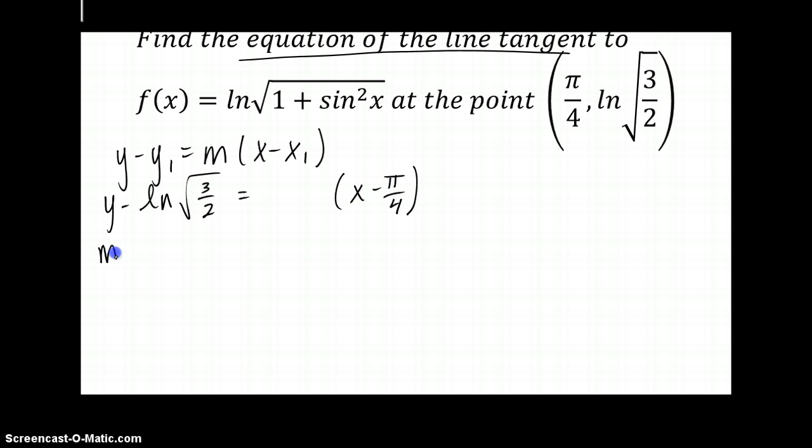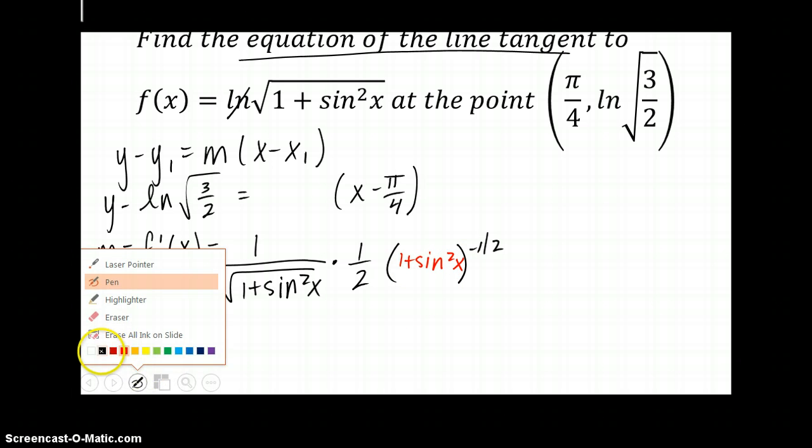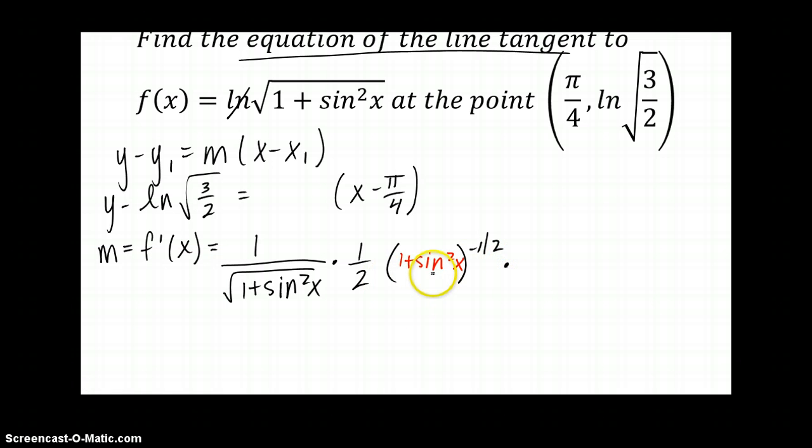Now we need our slope, and we know the slope comes from the derivative of the function. Alright, so deriving this, working from the outside in, 1 over the entire expression, that's the derivative of the natural log. Now derive the square root, so 1/2 times the expression to the negative 1/2 power. The expression stays exactly the same. Now multiply by the derivative of the inside.